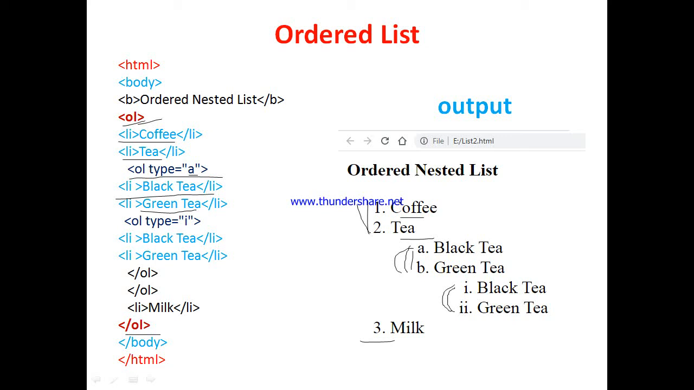Now again green tea has 2 subtypes, 1, 2: black tea and green tea. So here I have defined OL type Roman number I, and I have defined black tea and green tea. So what will happen here? The Roman numbering will appear as I and II. Now this list is completed and the main list continues, so I have closed both OL tags, and then I have taken the main list item, milk, so that it has the numbering 3, and then the main OL tag is completed. Here the body tag is completed. After that the HTML tag is completed.